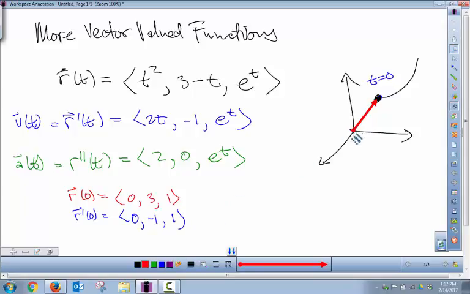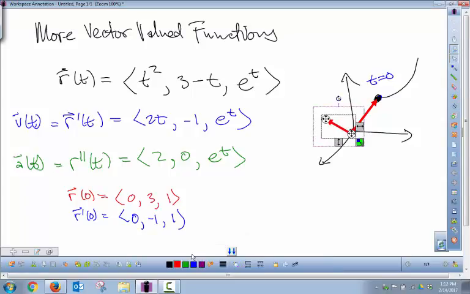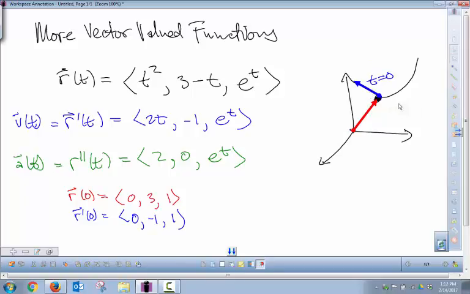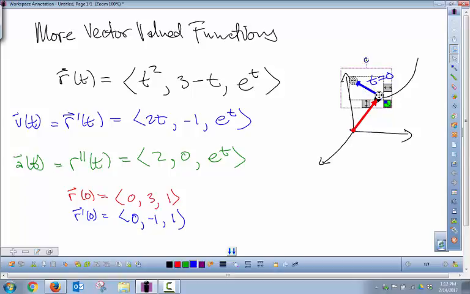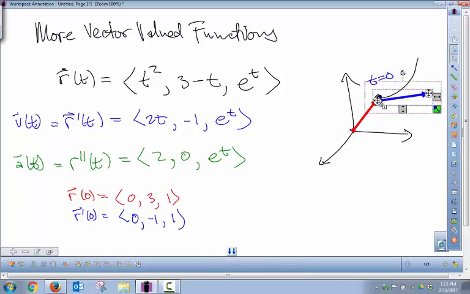But this vector, I drew my graph wrong. It should be something like that. Which means I drew my graph wrong, because if you move this vector right at that point, it's supposed to be tangent. So let me redraw my graph. Or I could just draw a graph that's tangent to this thing.